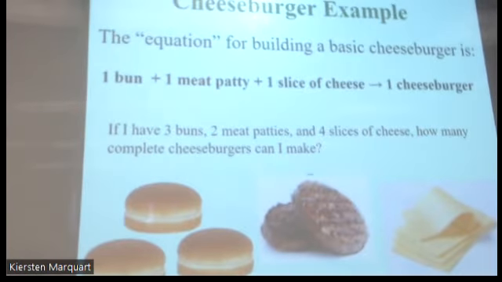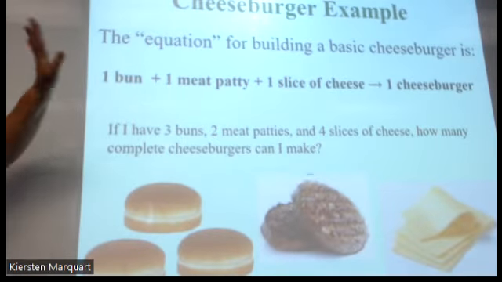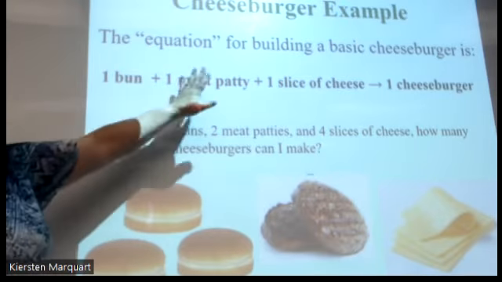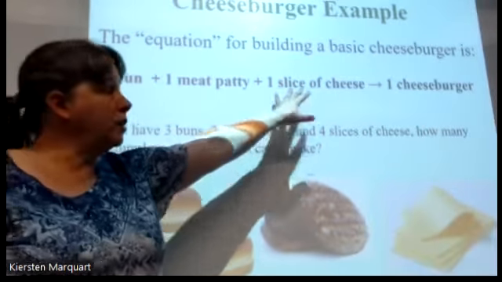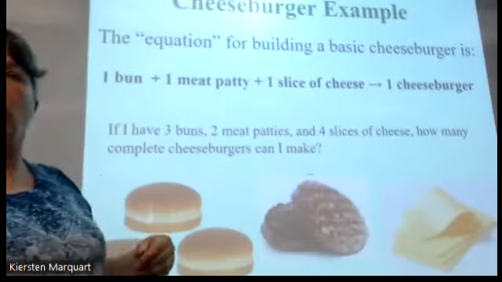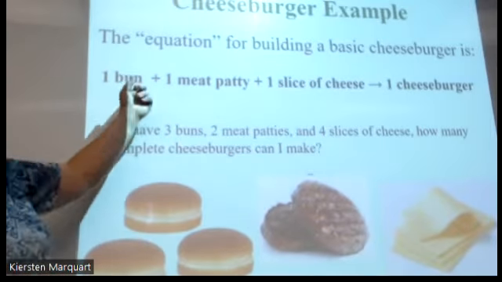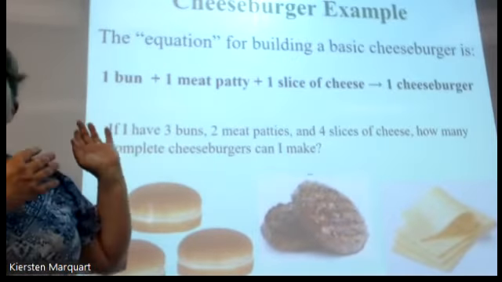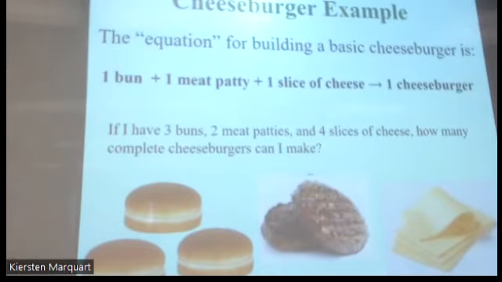So let's look at a limiting reactant example, this time with a cheeseburger. So you always have to have some kind of equation. Remember that your reactants are on the left side, your product is on the right. So when we talk about limiting reactants, we're trying to figure out which piece of the left side is going to limit the amount of product that's formed.